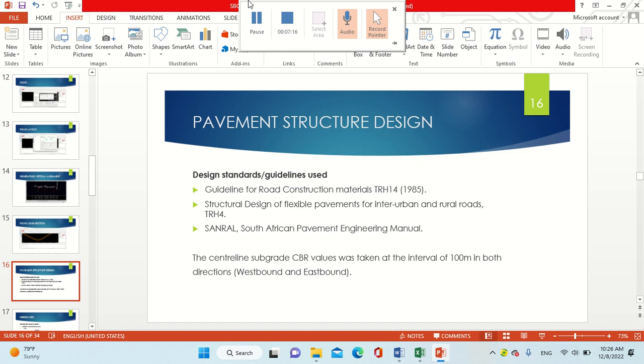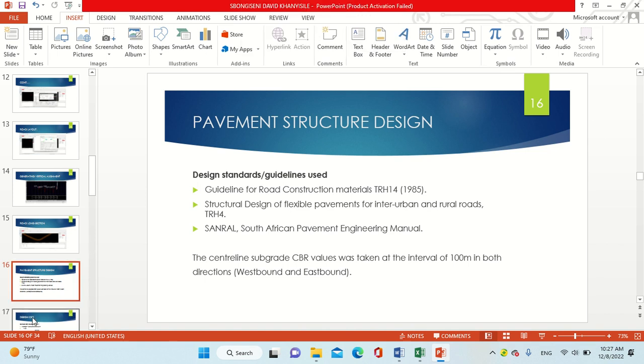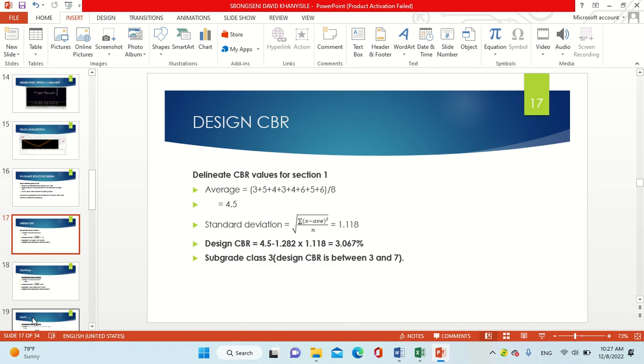The last one is SAPEM, the South African Pavement Engineering Manual, which is usually used as a design standard, especially when dealing with roads and freeways. The centerline subgrade CBR values were taken at intervals of hundred meters in both directions, westbound and also eastbound.